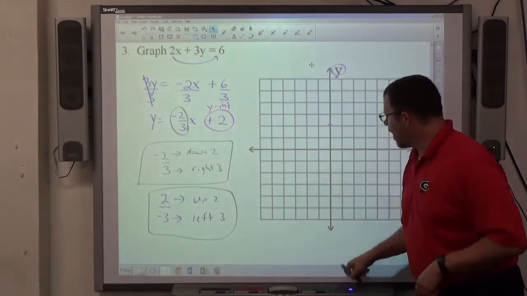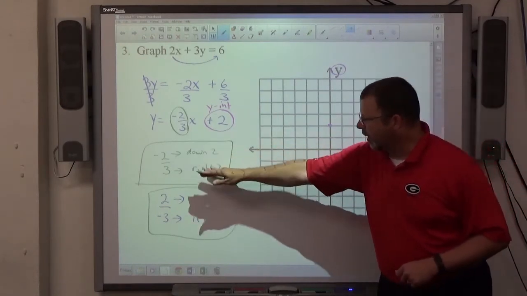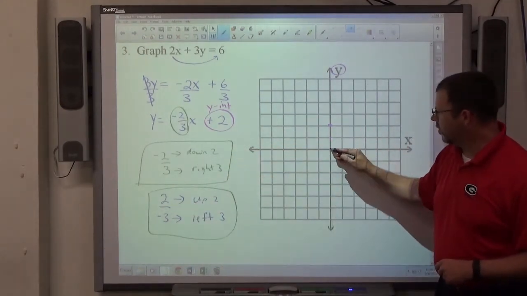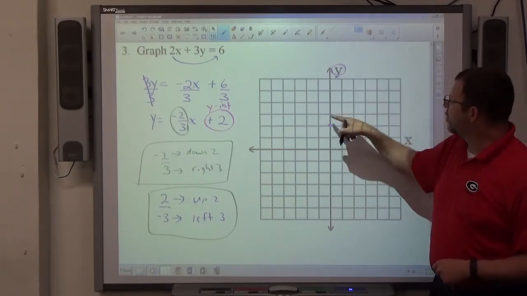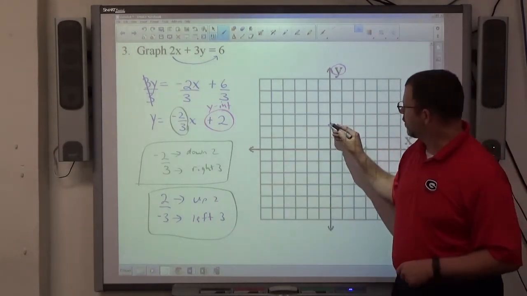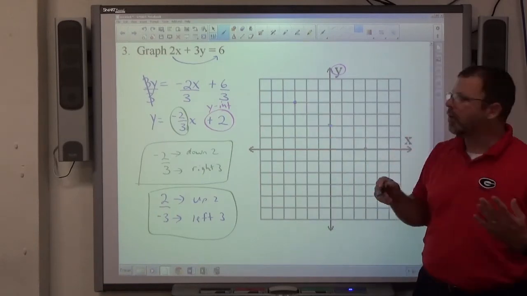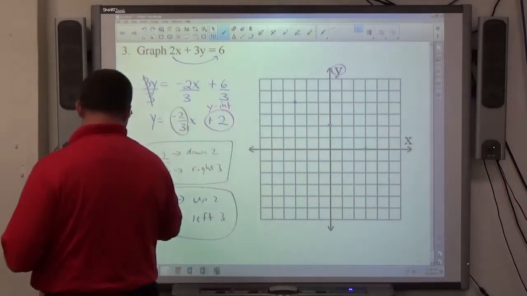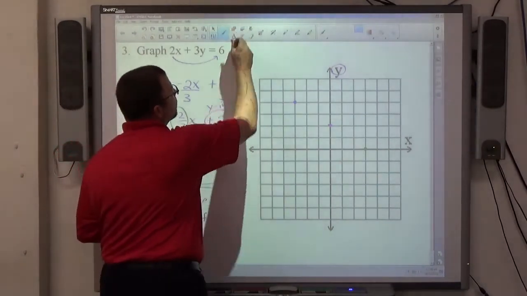So, if I'm at this point right here, and I apply the green directions, I go down 2 and then right 3, I end up at this point. If I start at this point right here and apply the blue directions, go up 2 and left 3, I get that point. All 3 points line up on the same line, so it doesn't matter. I can use this or this. I don't have to use both. Just know that either direction is possible.